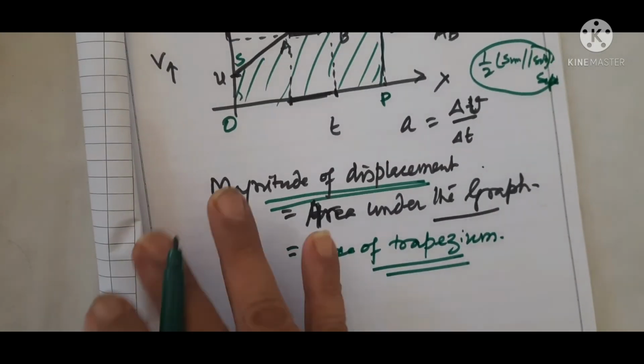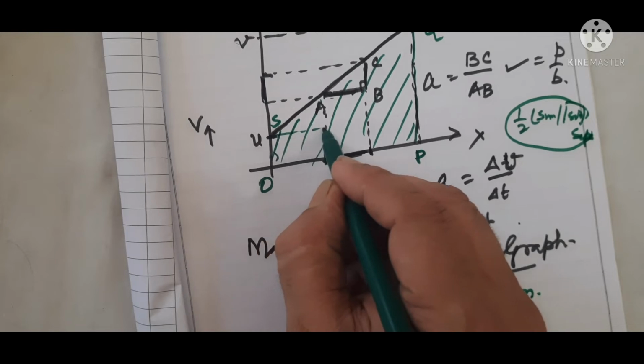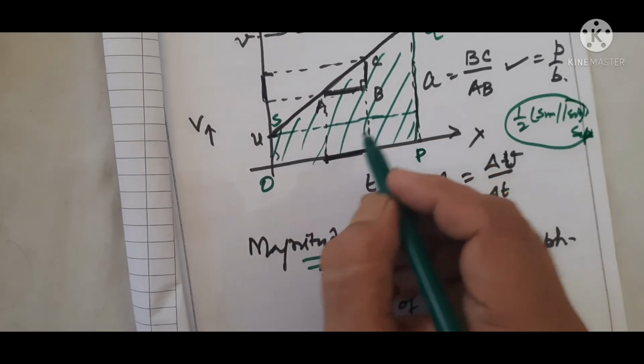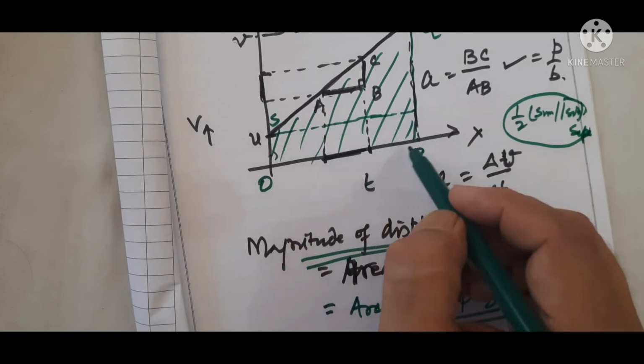So area of trapezium, or another way is that if you are going to make this particular area into two parts, this will be the right angle triangle and this will be the triangle.